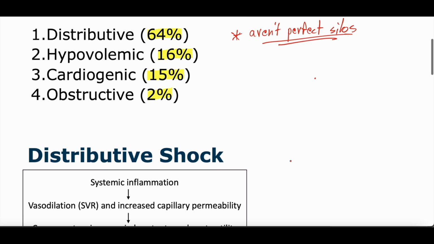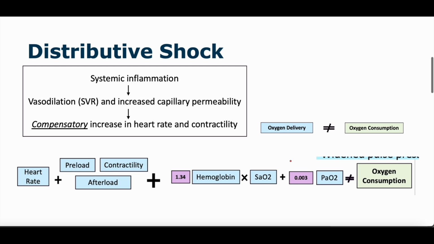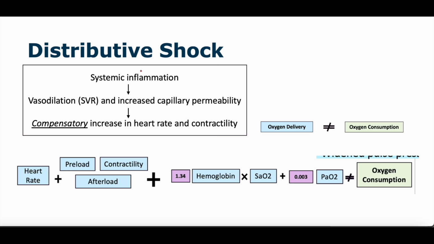So to start, distributive shock. What is going on? What is distributive shock? Well, what happens in distributive shock is you often get a degree of systemic inflammation. Sometimes this is from septic shock, or you have an infection that is causing systemic inflammation. This could also be from things like pancreatitis, right, where you get a large degree of inflammation throughout the body because your pancreas is inflamed.